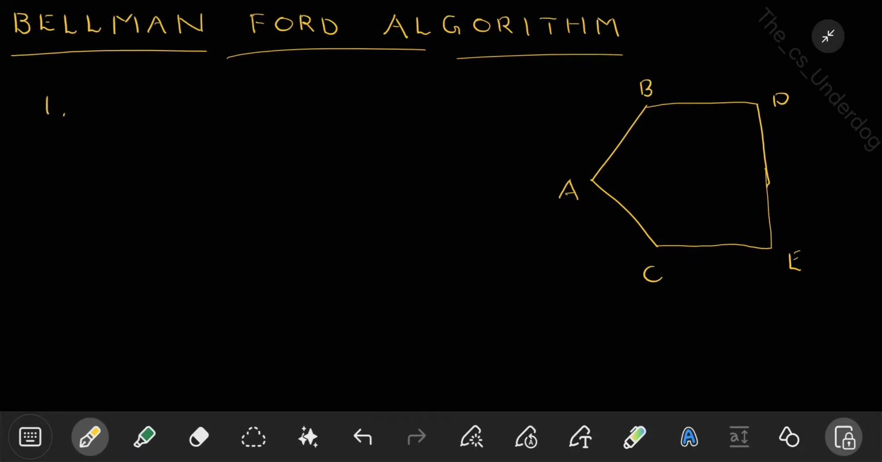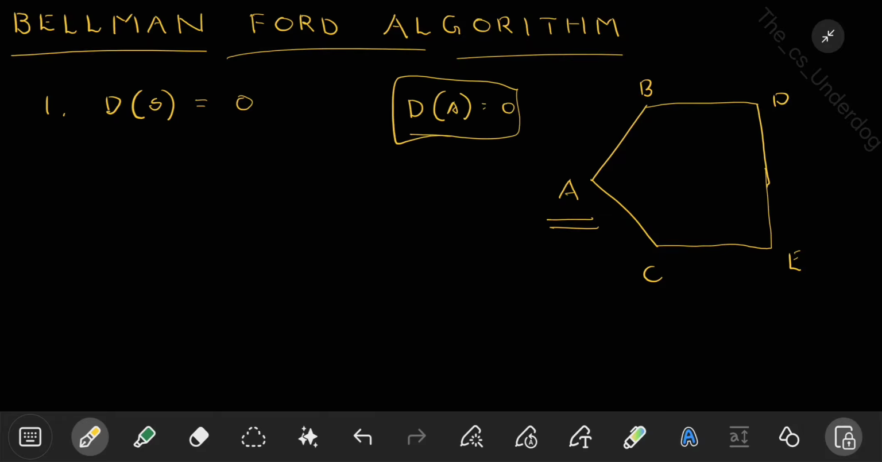The first step in Bellman Ford algorithm is you should set the distance to your source vertex as 0. So whatever be the source vertex, distance of source vertex, this should be 0. Let us say my source vertex is A. Then I'll say distance to A, d of A is equal to 0. This is my first step. Why should I make this 0? Because based on this, I am going to find distance to all other vertices. So at this point, distance to A is 0.